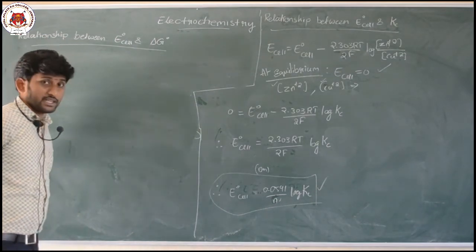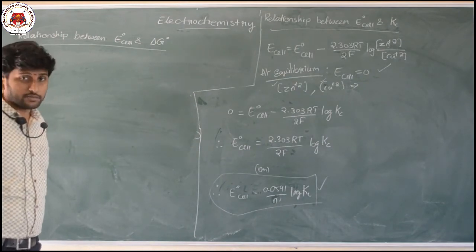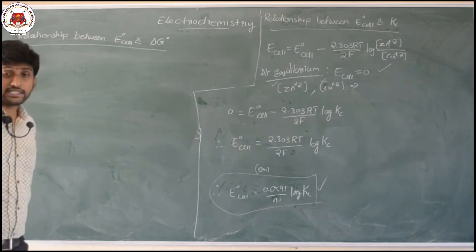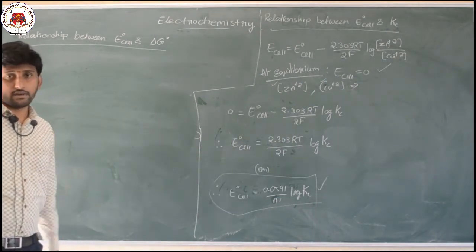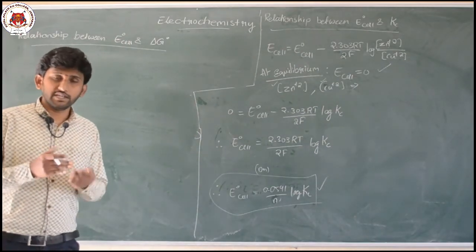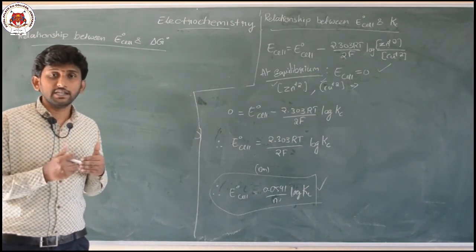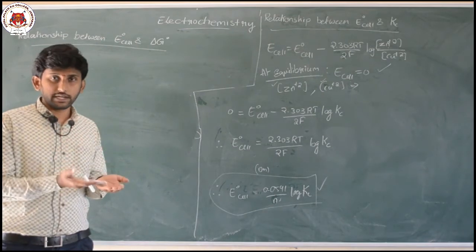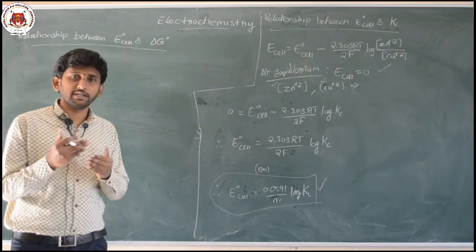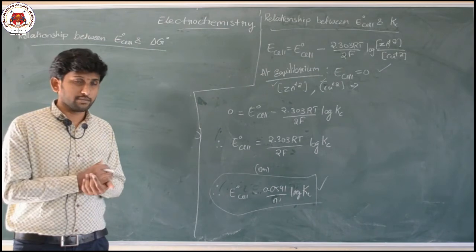Now, what is the relationship between Gibbs free energy and EMF of the cell? Let us consider the galvanic cell or the Daniell cell. What is the work done by that cell? See, in that cell what is happening? Chemical energy is getting converted to electrical energy. So, which type of work is done by the Daniell cell? It is the electrical work done by the system.